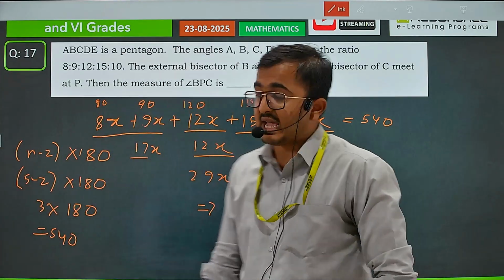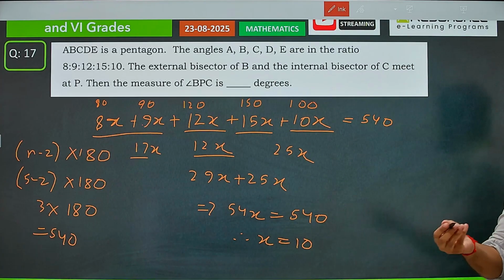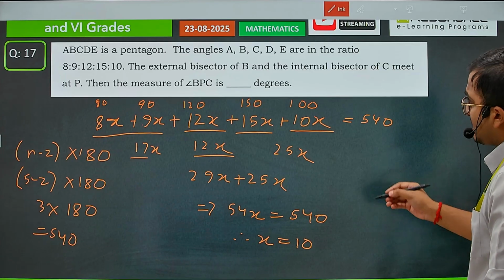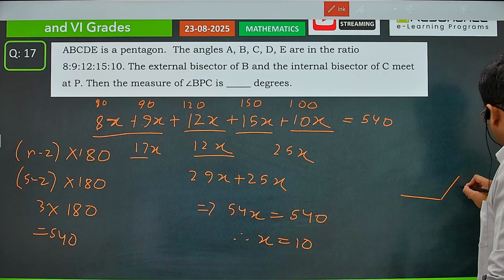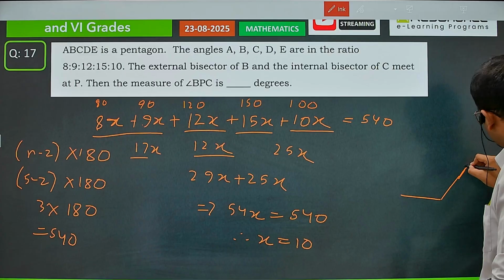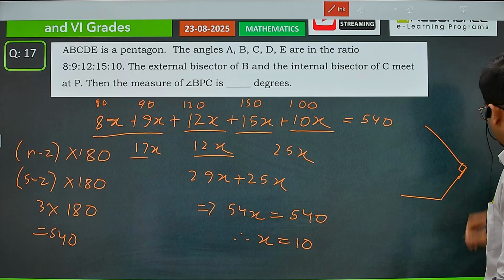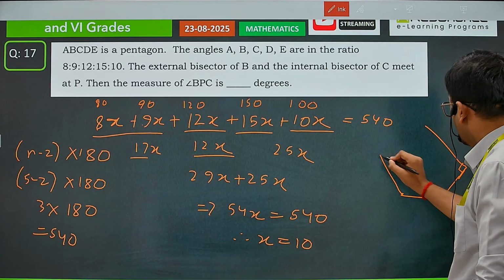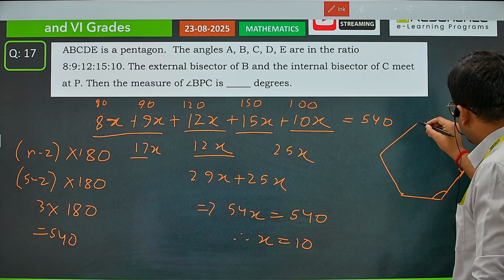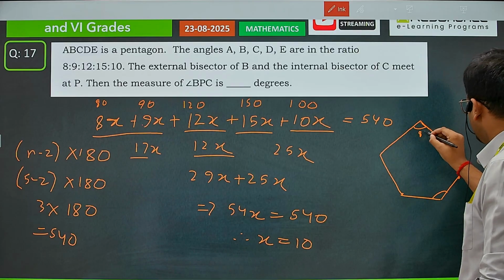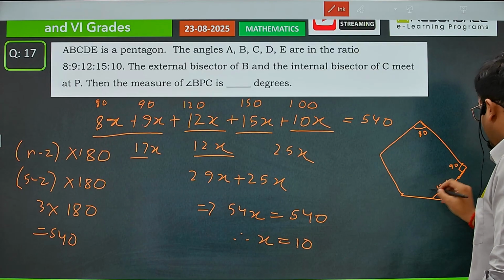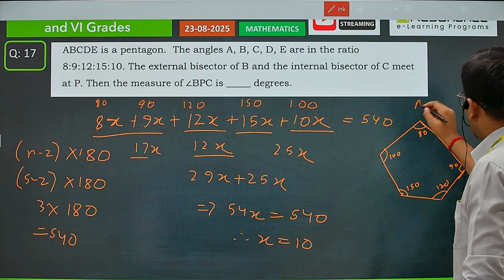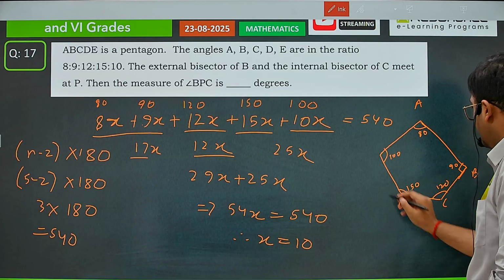Now it's just the diagram which we have to make. I will try to make an approximate, better diagram. So that's 120. Let me make this 90, approximately, so that you get to know the diagram properly. So this is 120. 150 would be slightly more and 100 would be slightly more, which will make this angle 80. So this is 80, this is 90, this is 120, this is 150, this is 100. Let me mark A, B, C, D, E.